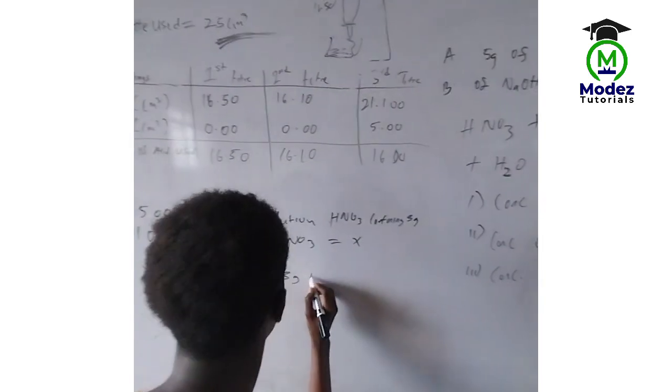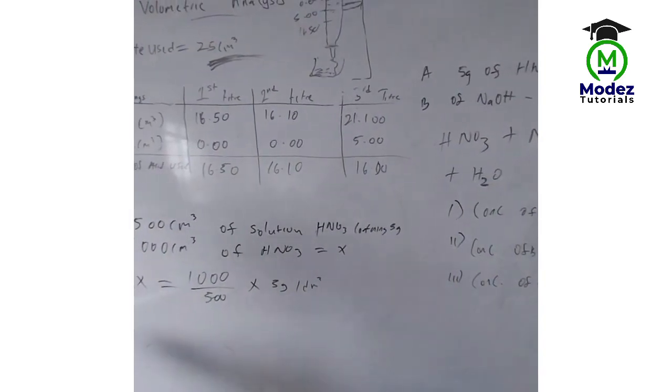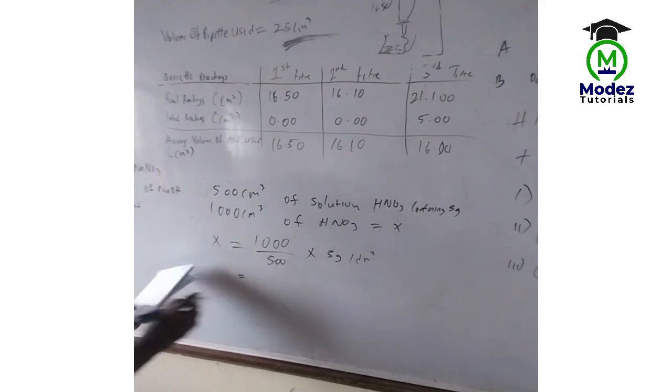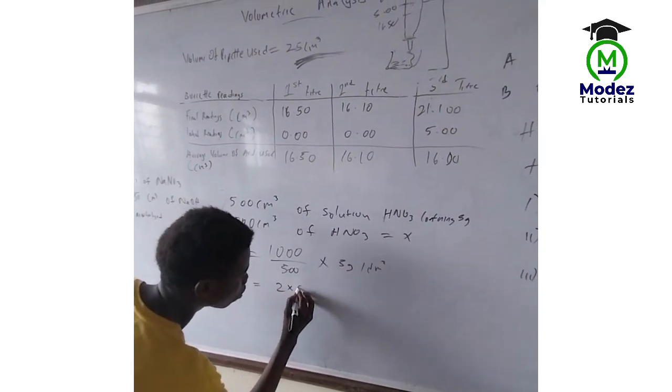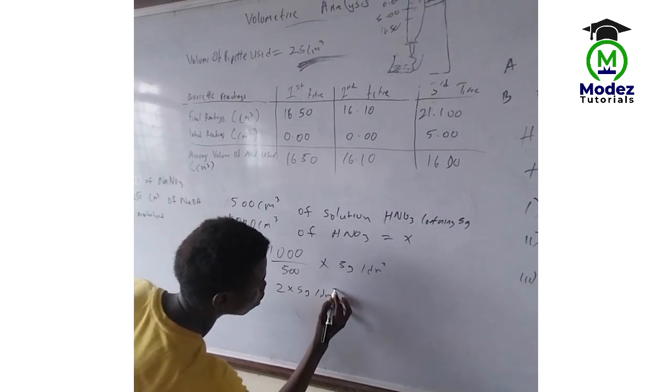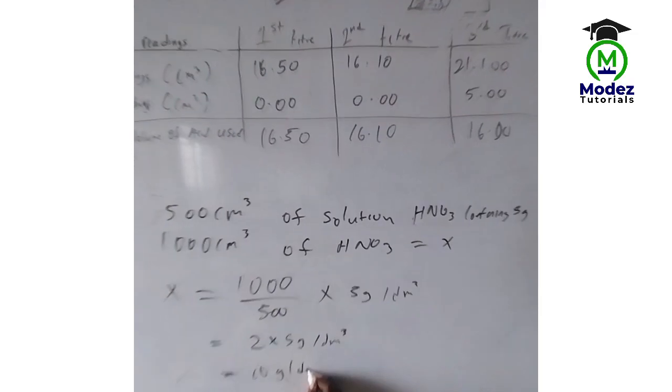If you divide this, you already know the answer is 2 times 5 grams per dm³. So it equals 10 grams per dm³.